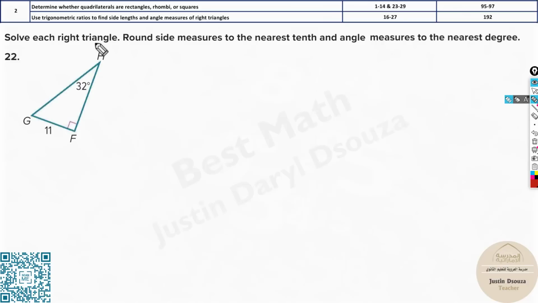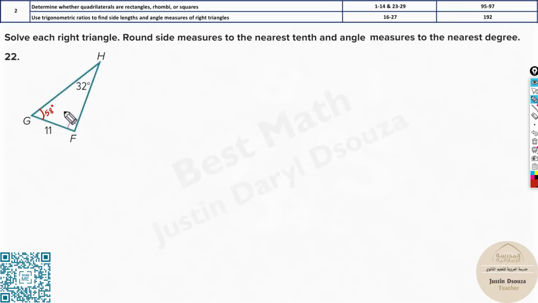We need to solve each right triangle. That means you need to solve all the angles and the sides. Now the angles are pretty simple. If this is 90, this is 32, and over here that'll be 58. This will be 58 degrees. And now what about the sides? Let's first write each and every side. This is known, but what is it?